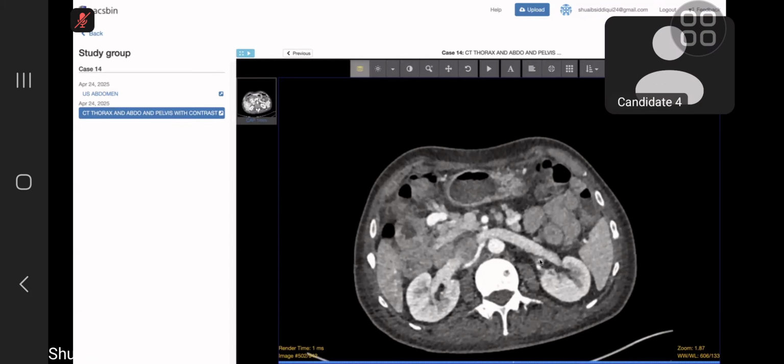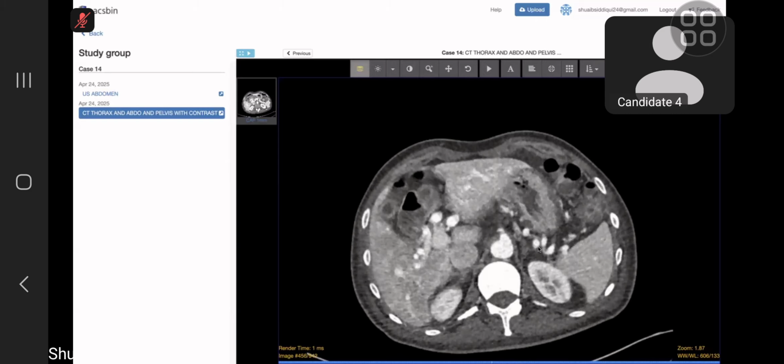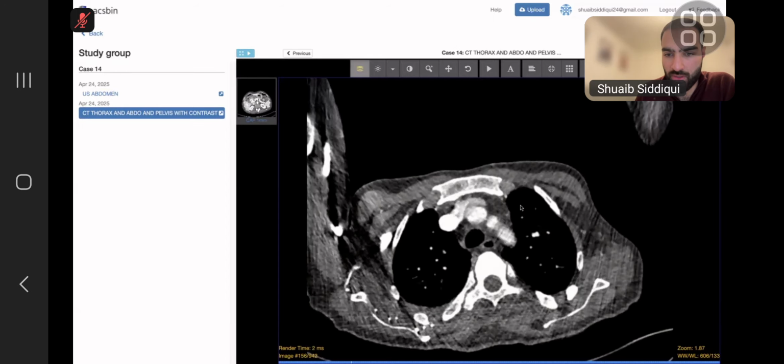There are multiple collateral channels in the splenic hilum, and the spleen appears normal in size. Otherwise, I'm not seeing any other findings. Okay, so let's look at the thorax and tell me what you're finding.